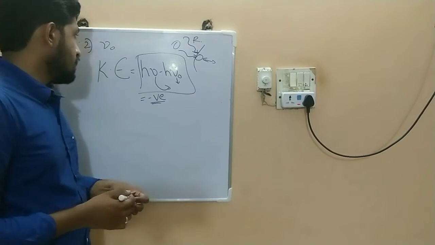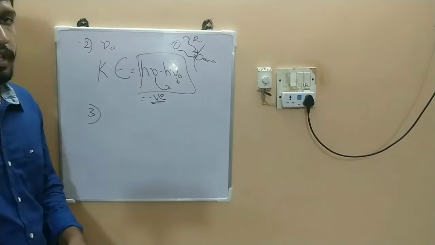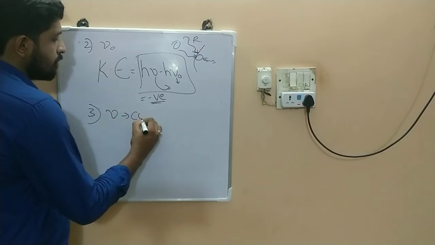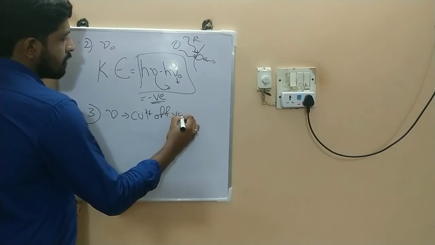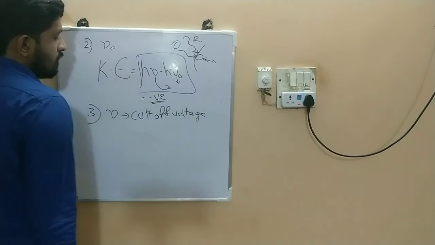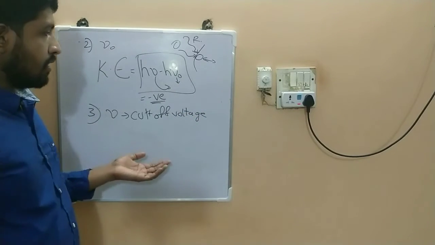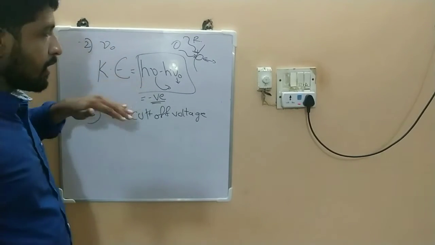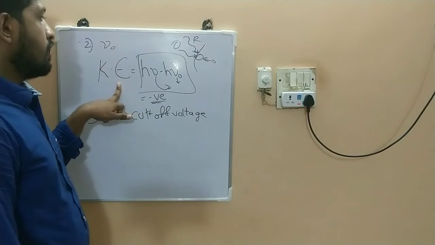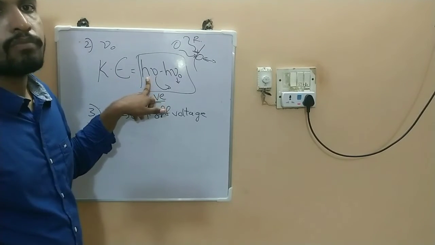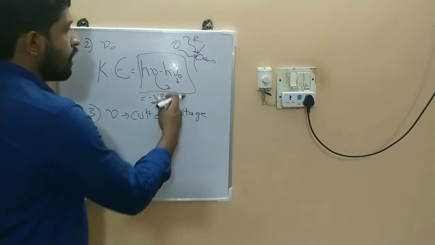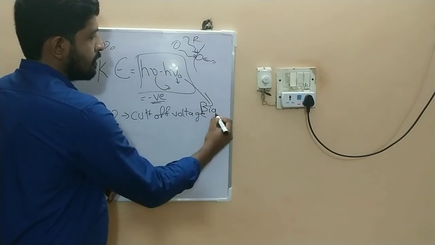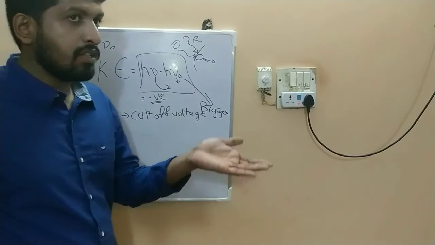Okay, and then the third case is the relation between the frequency and the cutoff voltage. Why, when frequency is increased, is the cutoff voltage also increasing? This can be explained using the same equation. If we increase the h nu, this term becomes much larger, which means more kinetic energy is possessed by an electron.